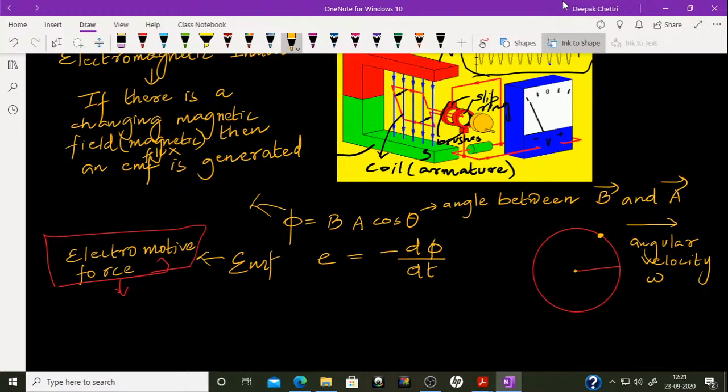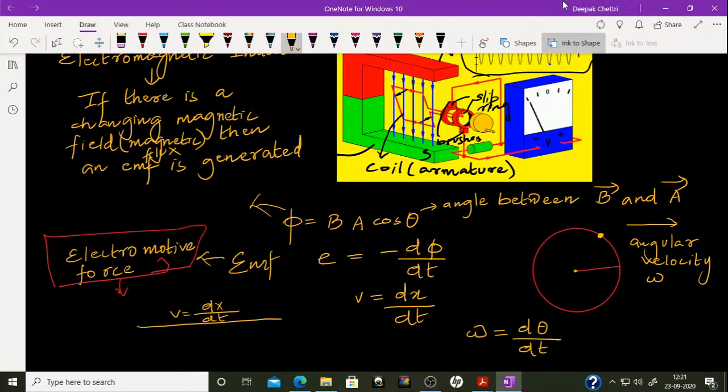Just like velocity, we know velocity is the rate of change of position, dx by dt. If an object moves a distance dx in small time dt, that is the velocity. But in the case of angular velocity, it's not the distance, we talk about angle. So how do we define omega? Omega is equal to d theta by dt, the rate of change of angle.